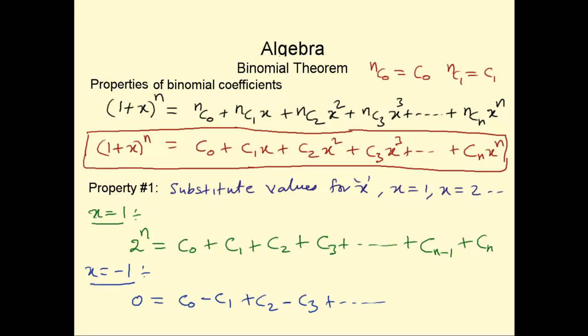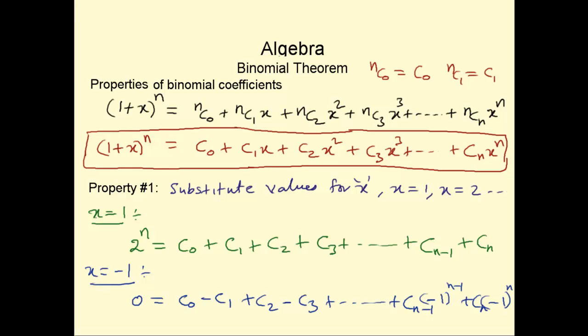And plus so on. The last but one would be Cn-1 times minus 1 raised to the power n-1, and the last one would be Cn, since x is minus 1 raised to the power n.